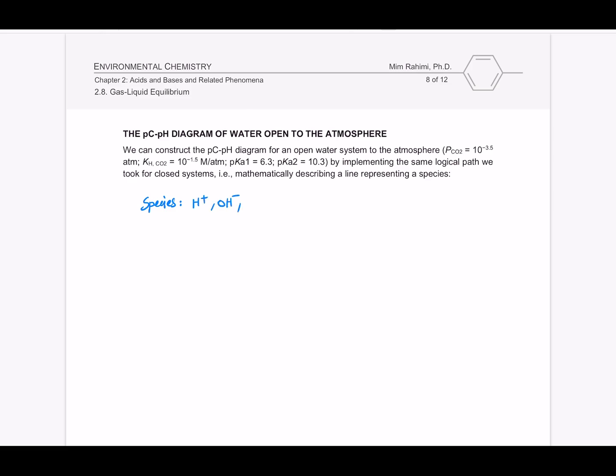In the liquid phase, we really don't care about the gas phase. The gas phase is just a boundary condition. So H2CO3 obviously in the liquid phase. Nice. So we have 1, 2, 3, 4, 5 species, and we need 5 equations.